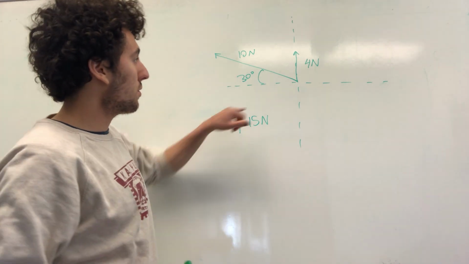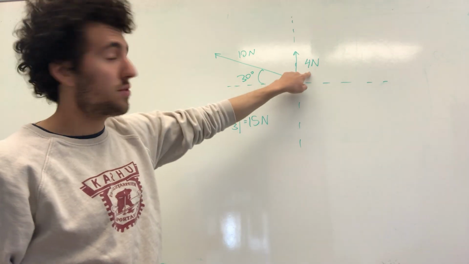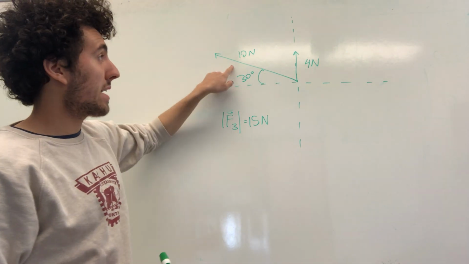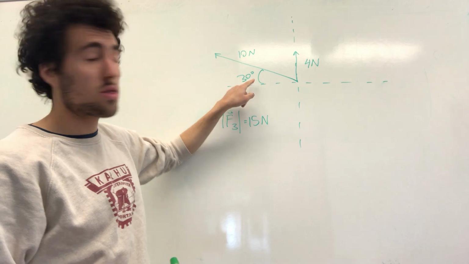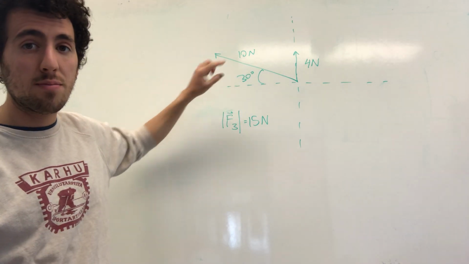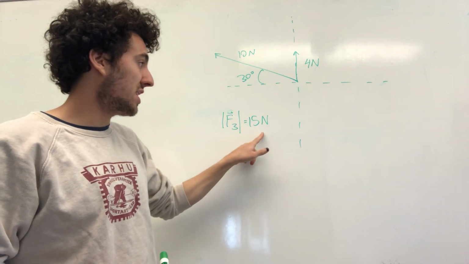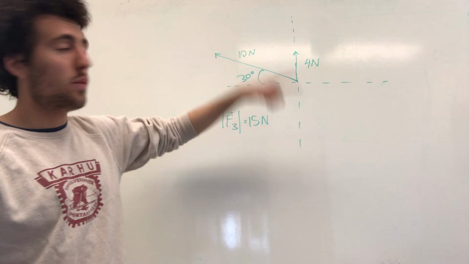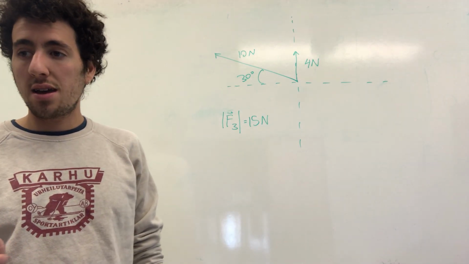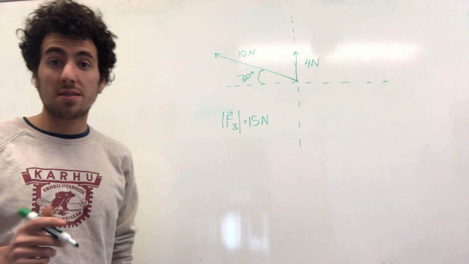Okay, so we're told we have one vector that's pointing north that has a magnitude of 4 newtons, one vector that has a magnitude of 10 newtons and is pointing 30 degrees north of west, as shown in the diagram. And then we know that there is a third force with a magnitude of 15 newtons, but we don't know which direction it is pointing. The last thing we are told is that the net force points south.